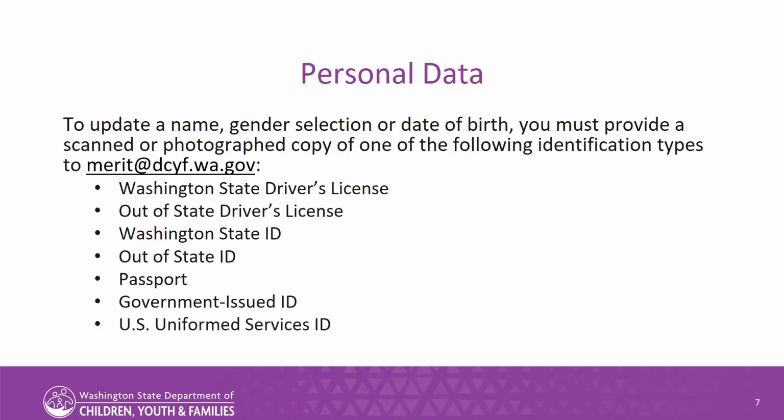To update a name, gender selection, or date of birth, you must provide a scanned or photographed copy of one of the following identification types listed here to the Merit System Navigation team. Please be aware that depending on the current volume of incoming inquiries, response times may fluctuate. We encourage everyone to submit information for account updates as soon as possible, so it does not affect a portable background check application.